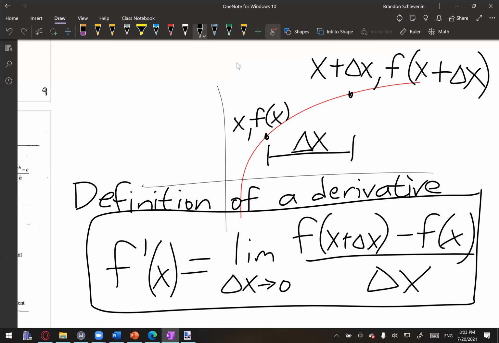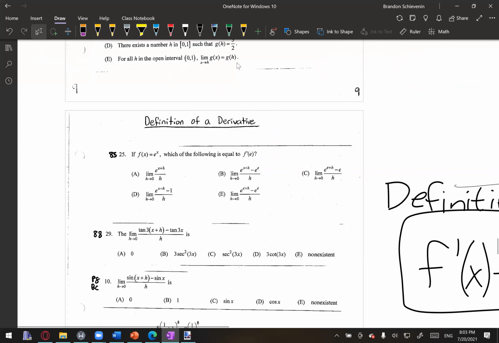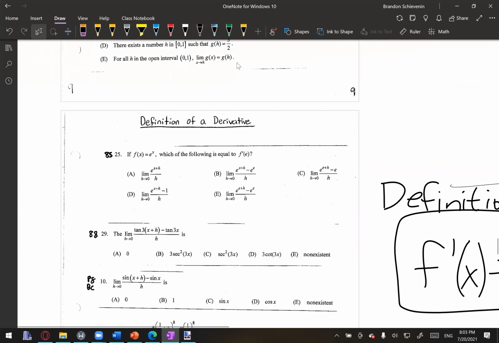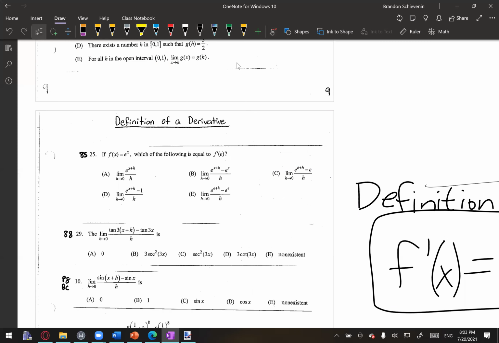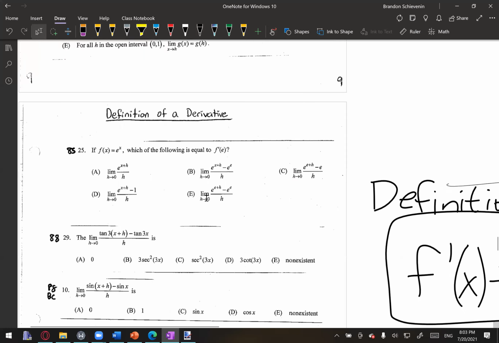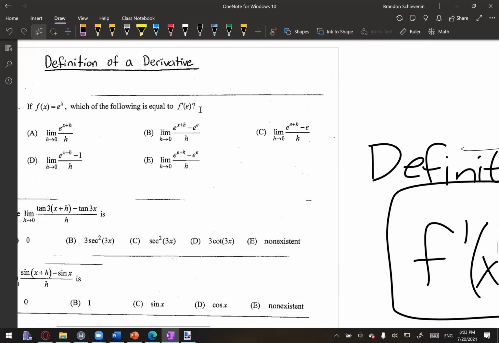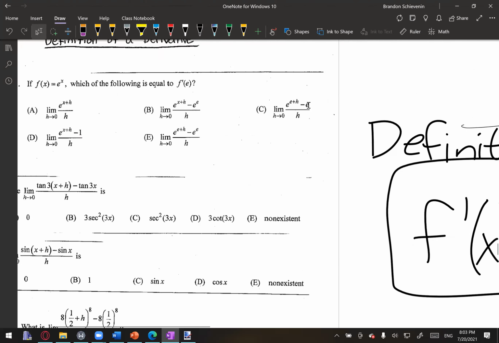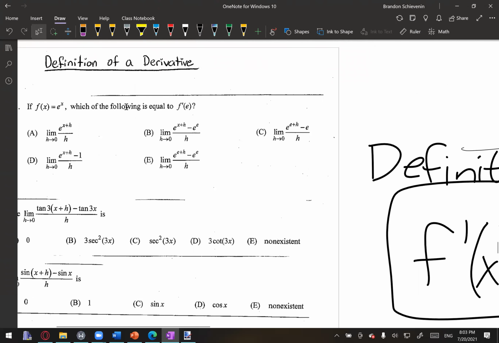Okay, any questions on this part? No. All right, so that's really what we need for these questions. So for this first one, we're looking for which of these answers could be equal to our derivative at the point e. Which of these is equal to the derivative at e?